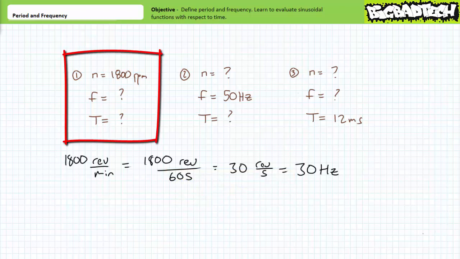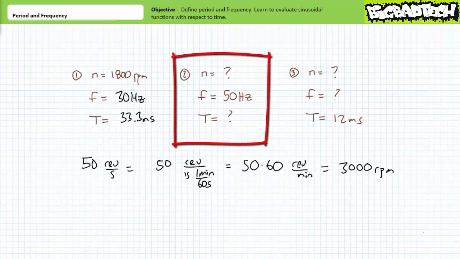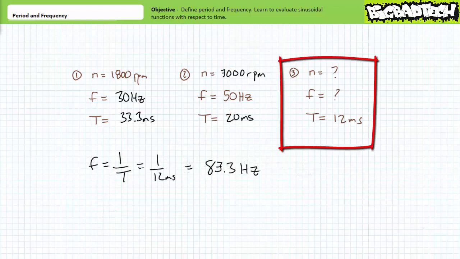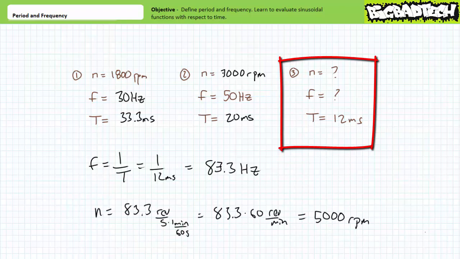Given a rotational speed of 1800 RPM, we can perform a unit conversion to show that this is a frequency of 30 Hz. Inverting this frequency, we can find this has a period of approximately 33.3 milliseconds. Given a frequency of 50 Hz, we can perform a unit conversion to show that this is a rotational speed of 3000 RPM. Inverting the frequency, we find this has a period of 20 milliseconds. Finally, given a period of 12 milliseconds, we can invert this to show that this is a frequency of approximately 83.3 Hz. And then perform a unit conversion to demonstrate that this is a rotational speed of 5000 RPM.